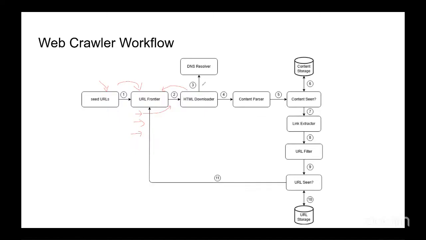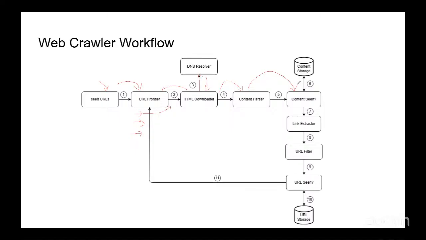But before downloading the HTML content, it will first need to communicate with the DNS resolver to get the IP address for the URL that it is trying to download. Once it gets the IP address, then it will download the content, and then it will pass that downloaded web page to the content parser. Content parser will parse the HTML content, and then it will pass it to the content seen.